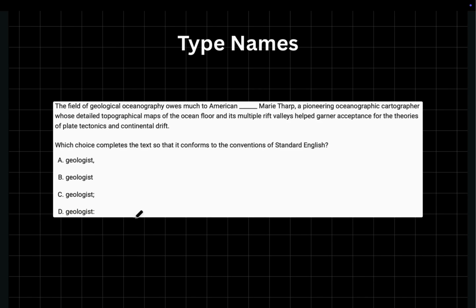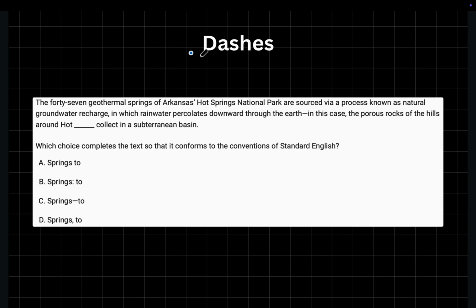What about this last one? We can see it says American geologist Mary Tharp. So, we will choose the option without any punctuation. Even though there is a comma after the name in the text, we will not pay much attention to that because we always need to pick the choice without punctuation. Now let's move on to dashes.